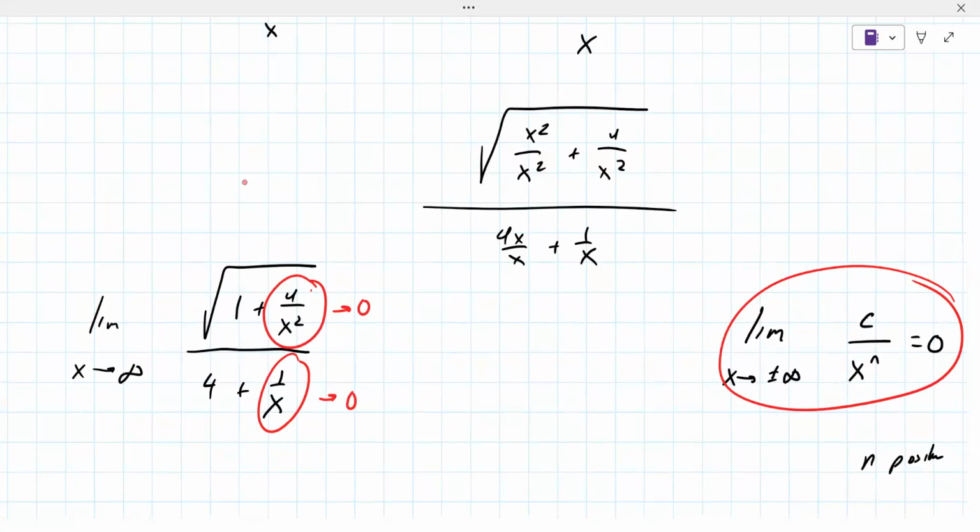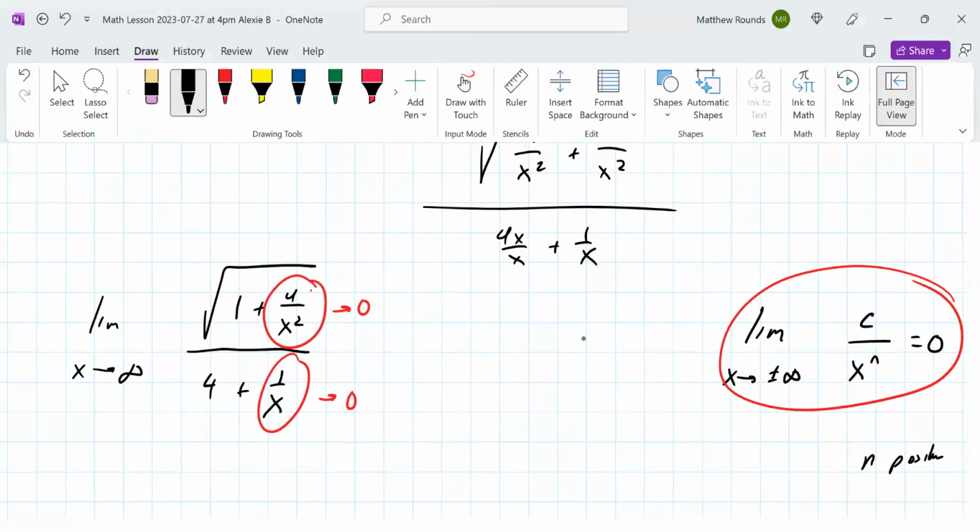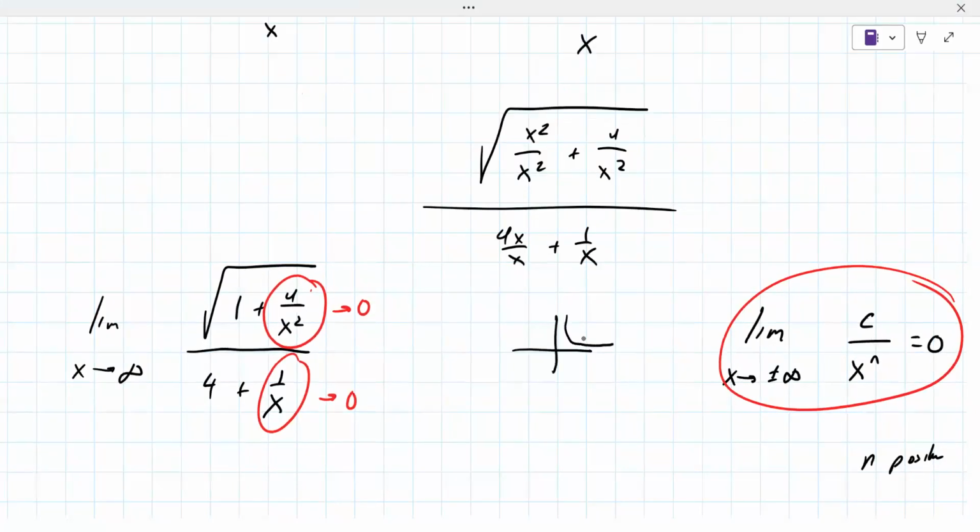These two go to 0 because of this over here on the right. So if you were to graph 4 over x squared, it would look like this. It would go to 0. 1 over x also goes to 0.